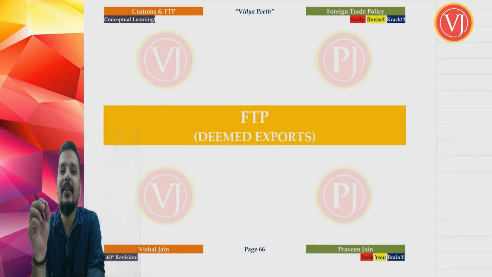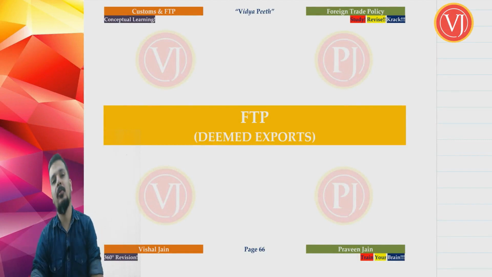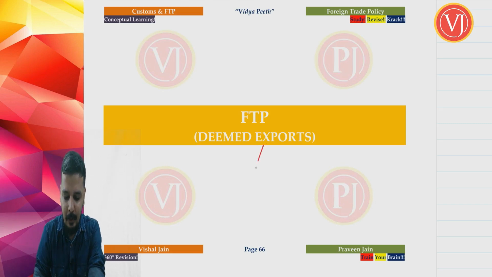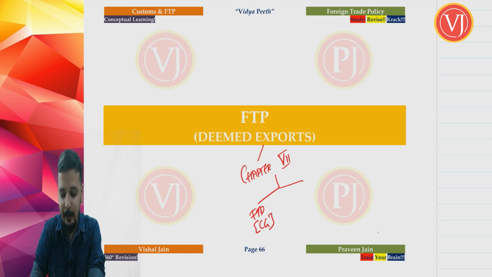Friends, let us discuss the last subtopic of your foreign trade policy, where the focus will be on your deemed exports. Friends, your deemed exports is in fact covered by chapter 7 of your foreign trade policy given by the central government, policy aspects, and your handbook of procedures, volume 1, which talks about the procedures aspects issued by DGFT.